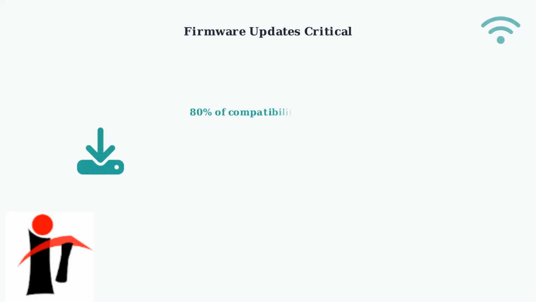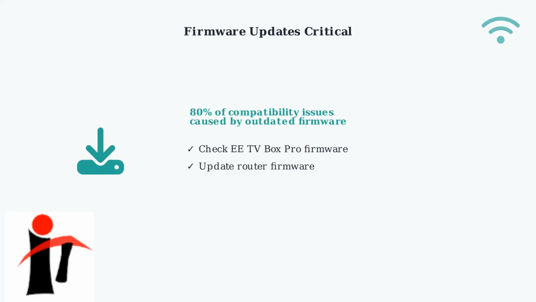Finally, ensure both your EETV Box Pro and router have the latest firmware updates installed. Outdated firmware causes 80% of compatibility issues. Check for updates in your device settings and router admin panel. Keeping firmware current prevents most connectivity problems and ensures optimal performance.